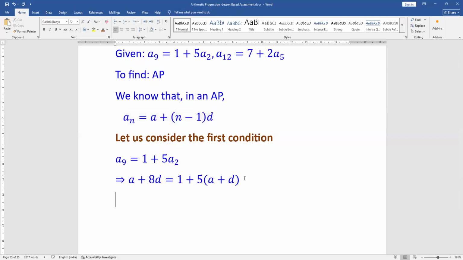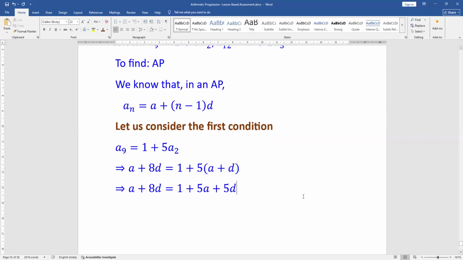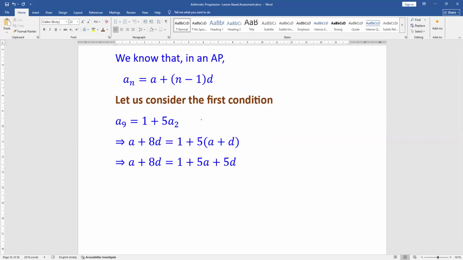Next step, what I do is, I take again this one, A plus 8D on my left hand side, and then on the right hand side, 1 plus, expand it. 5 into A is 5A, 5 into D is 5D. Okay, how did it come? Simple. 5 into A, 5 into D.